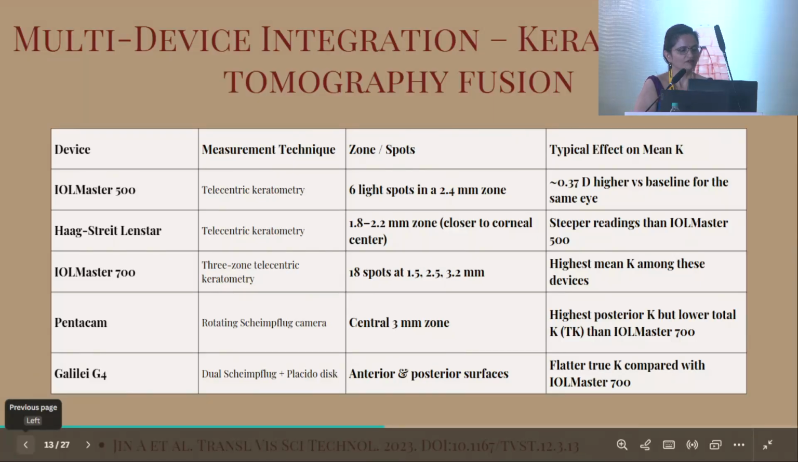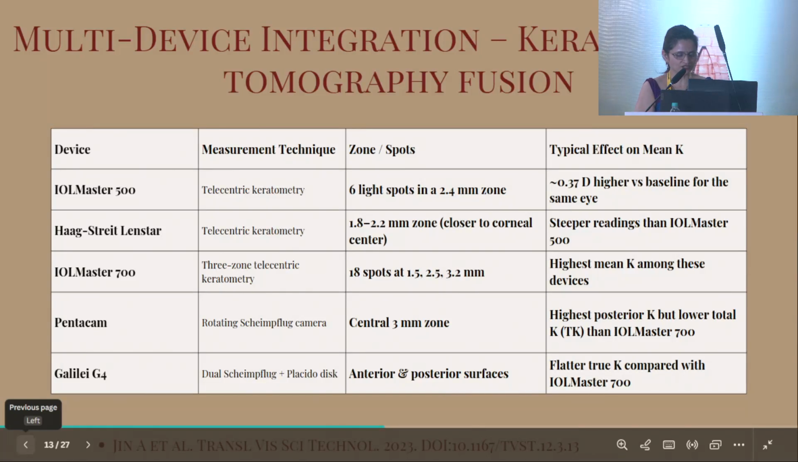For example, when I want a more accurate keratometry and I am using 2 or 3 devices, if we see how these devices actually measure keratometry, it is very different from machine to machine. Even between IOL Master 500 and 700 there is a lot of difference. So 500 is actually measuring only 6 points, whereas 700 is 18 points. Haag-Streit Lenstar measures in 1.8 to 2.2 millimeter zones.